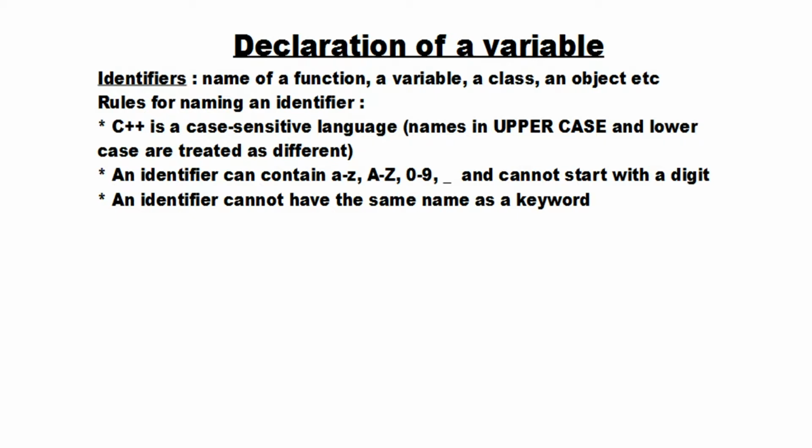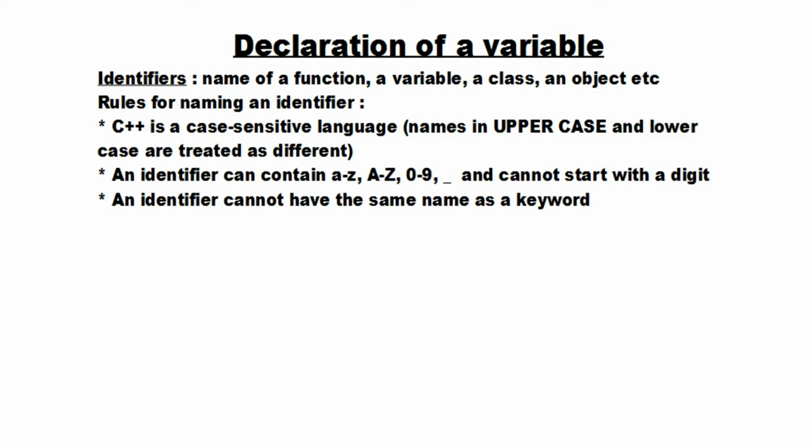The first rule is C++ is a case-sensitive language. That is, if you name a variable in uppercase and you give the same name in lowercase, both the variables are treated as different. The second rule states that the name of any variable or a function or class should contain only these characters, and it cannot start with a digit. This is important that it cannot start with a digit and contain only these characters. Any other character won't be accepted.